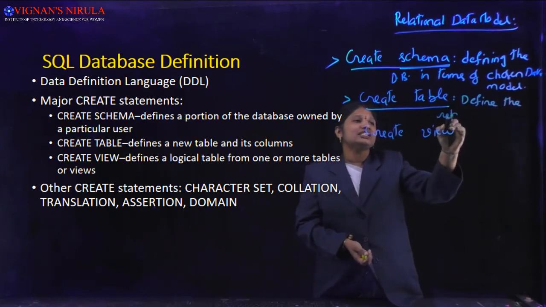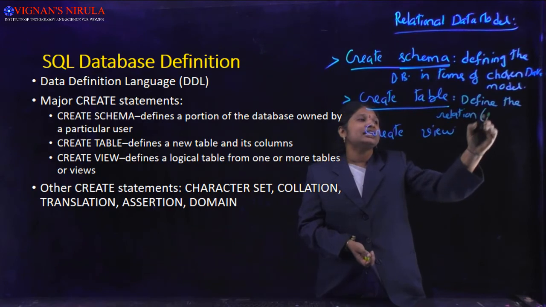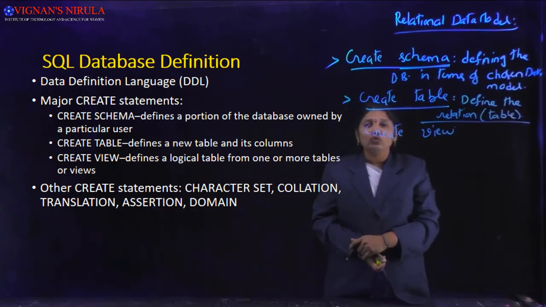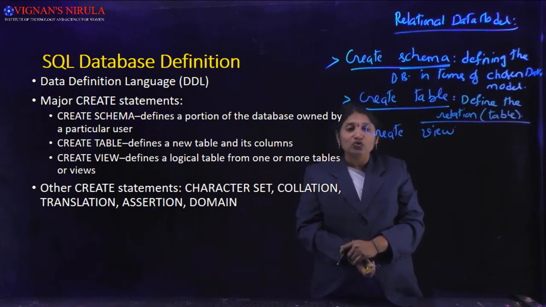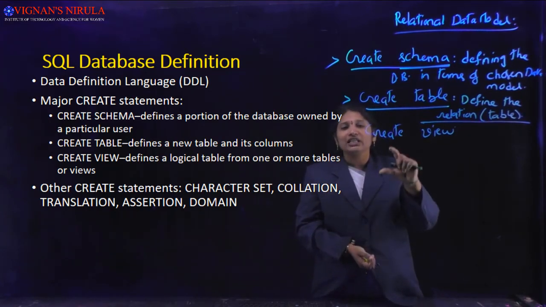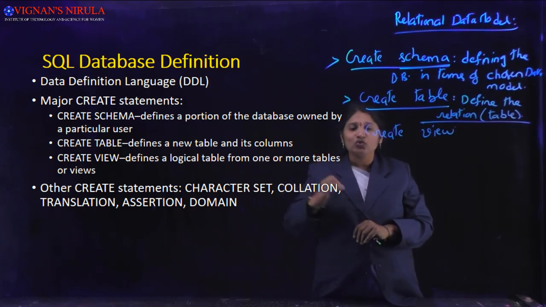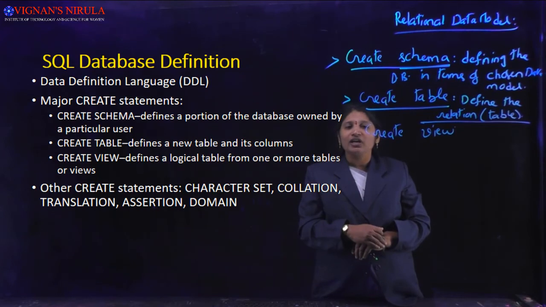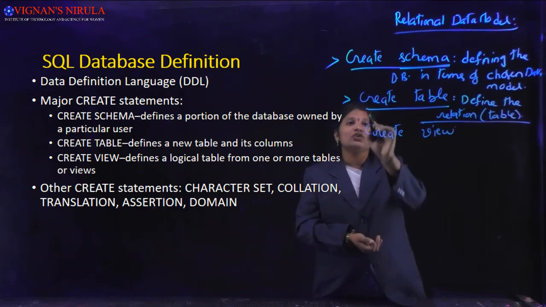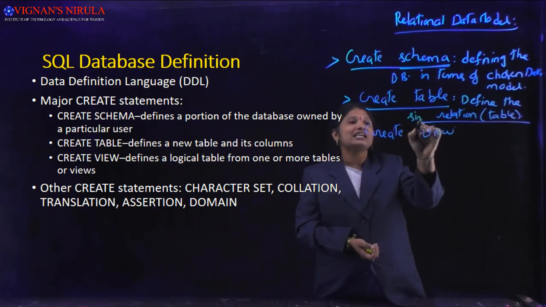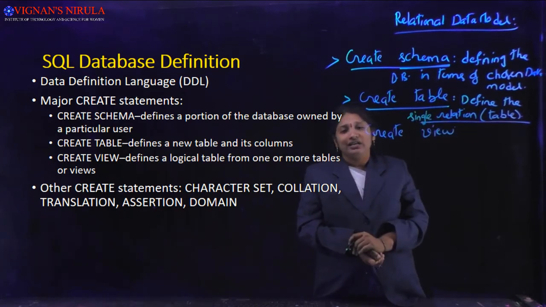The relation here is a technical word for table. As you already know, a table is a collection of rows and columns, where the columns define the attributes of your database and the rows define the tuples of your database. In order to define the database as a table, you use the create table command. The create table command can be used to define a single table in your database.